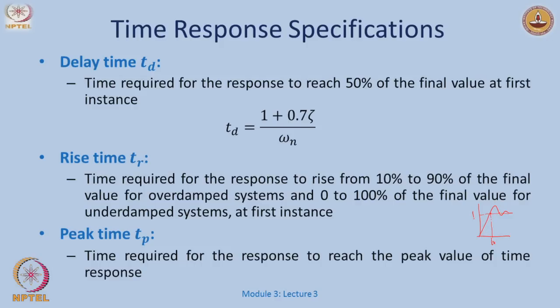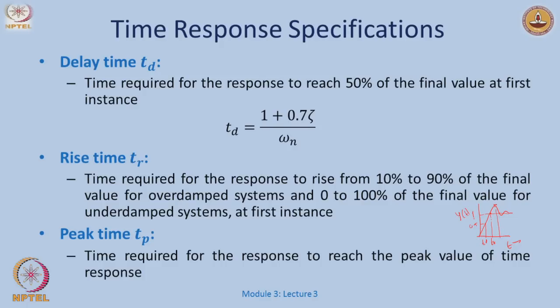You see that it reaches the value of 1 here, here, and so on. It keeps on oscillating until it settles down to its final value. The delay time is this time, TD, where my response takes the value of 0.5. This is my time, and this is my response y of t. Similarly, the peak time is the time required for the response to reach the peak value. So, somewhere here, this is my peak time.